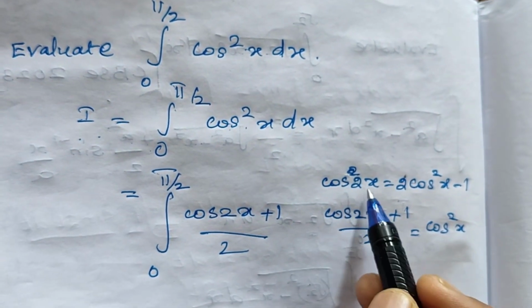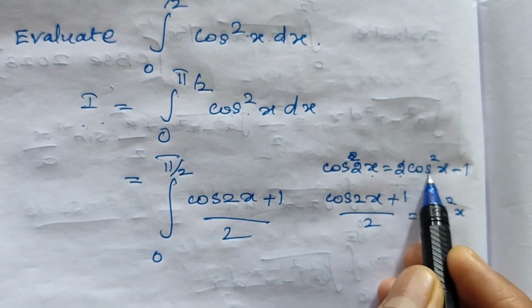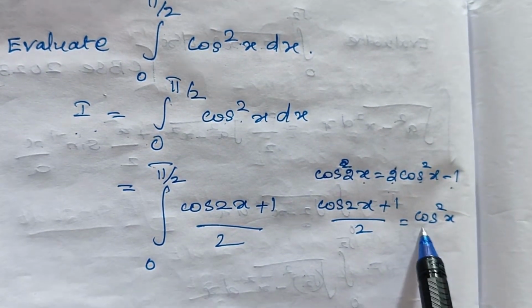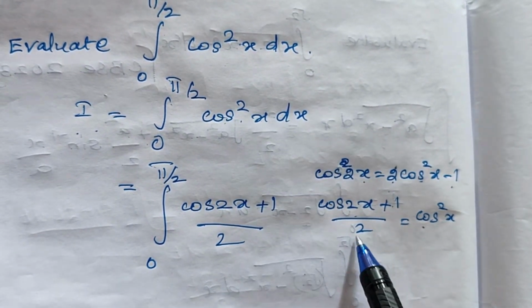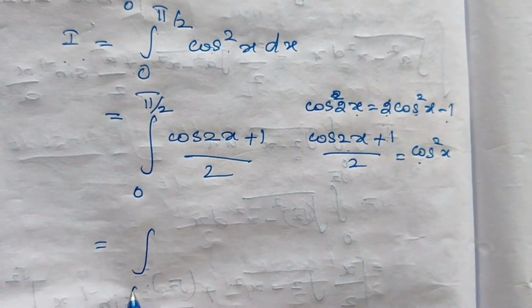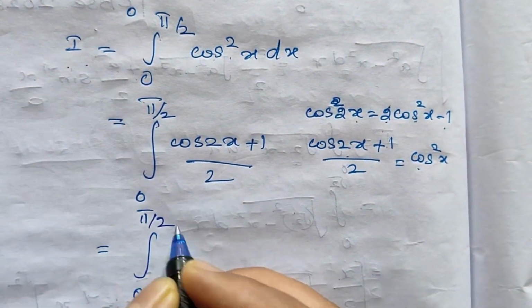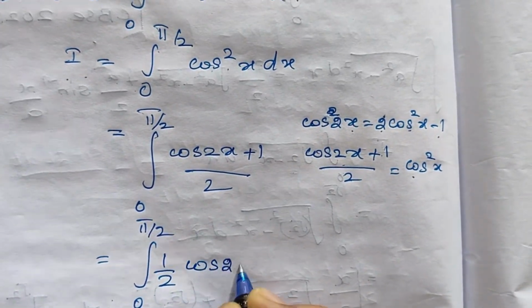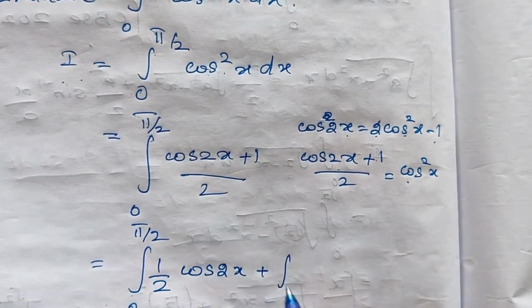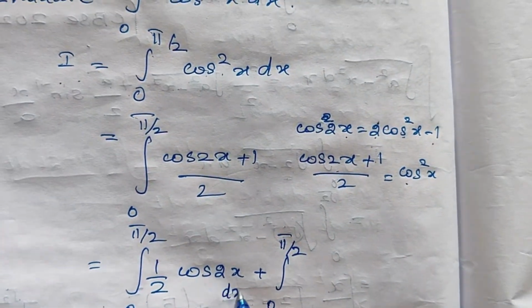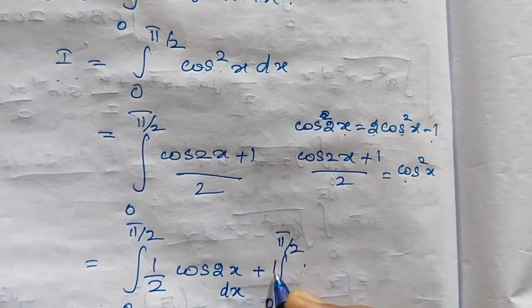That is, we know that cos 2x equal to 2 cos square x minus 1. So from this we have to find cos square x equal to (cos 2x plus 1) by 2. Now we have to separate this: integral 0 to pi by 2, 1 by 2 cos 2x, plus integral 0 to pi by 2, 1 by 2 dx.